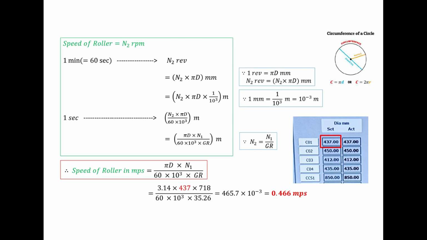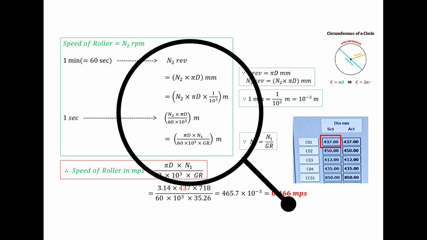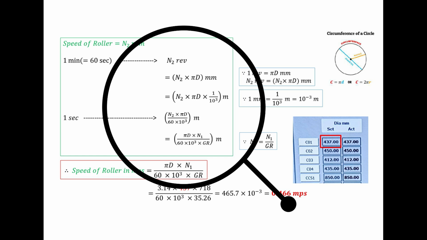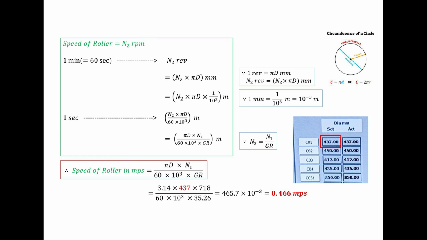Here is a quick breakdown of this formula. We multiply the roller speed N2 by the circumference of the roller, pi D, to find the total distance traveled in 1 minute. We then divide by 60 to convert the speed from minutes to seconds. Finally, we divide by 1000 to convert the diameter from millimeters to meters.